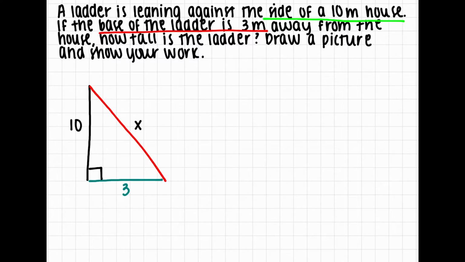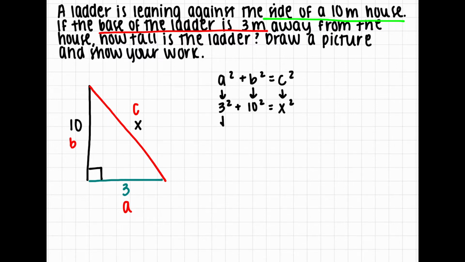So again, I'm going to label my sides as A, B, and C. So I know my legs are A and B, and my hypotenuse is C. So for the Pythagorean theorem, A squared plus B squared equals C squared. My A here is 3, so I have 3 squared plus my B here is 10, so 10 squared is equal to, and my C is what I don't know, so it's X squared. I can simplify 3 squared, 3 times 3 is 9, plus 10 squared, 10 times 10 is 100, is equal to X squared. 9 plus 100 gives me 109, and it's still equal to X squared.